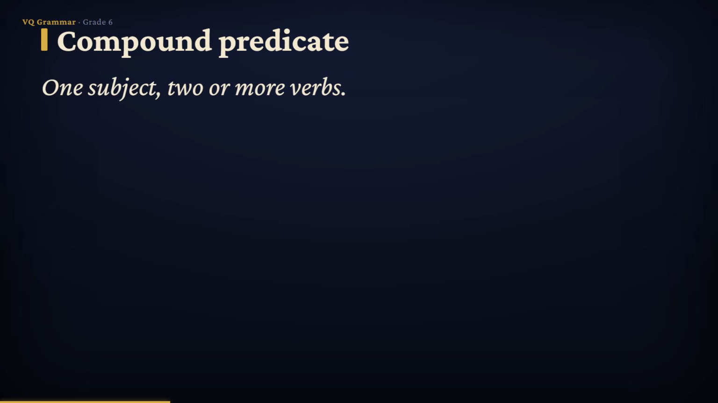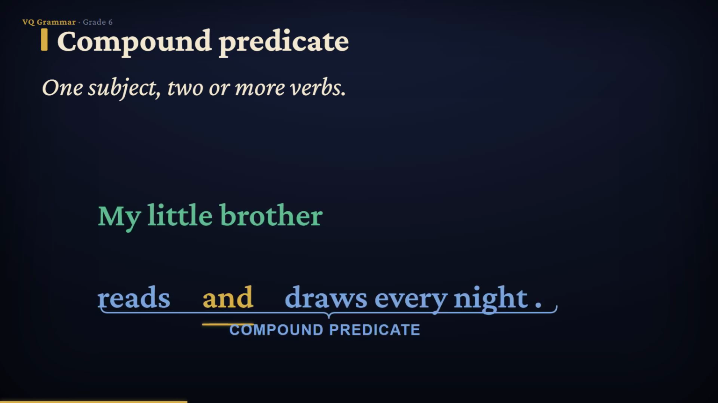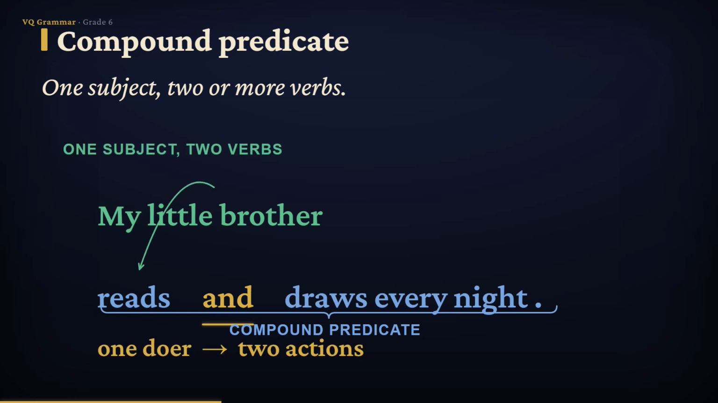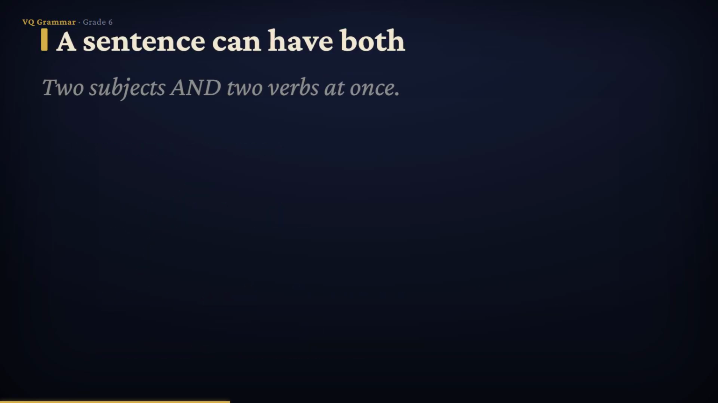Now let's flip it around. A compound predicate is two or more verbs that share the very same subject. Here we go. My little brother reads and draws every night. Who is the sentence about? My little brother, just one person, one subject. But look at what he does. He reads and he draws. That's two verbs, joined again by and. One doer doing two things. That's a compound predicate.